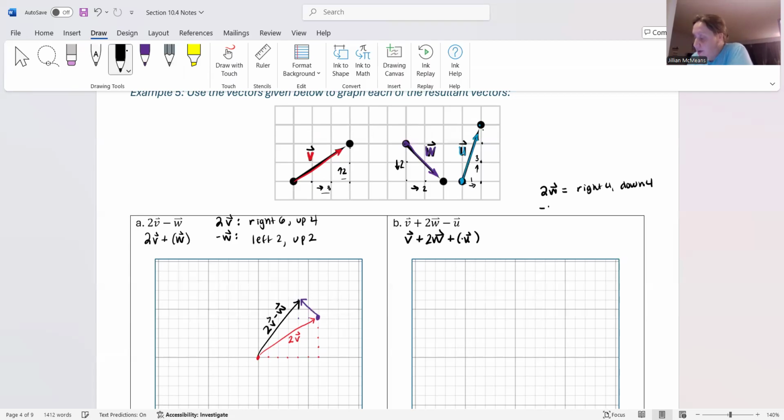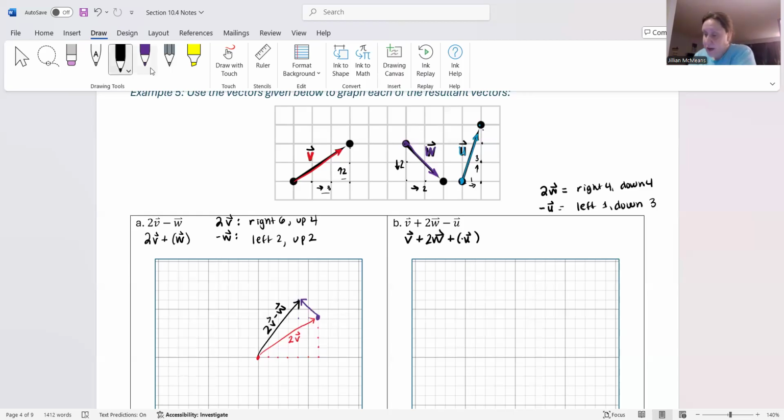We also need to look at what's going to happen with the opposite of u. We want to change both directions. So we're going to keep the numbers, we're just going to change the directions. So for u, we went to the right 1, and then we went up 3. So we're going to go to the left 1 and down 3. Okay, so we just change both of those directions. All right, so let's see what happens here.